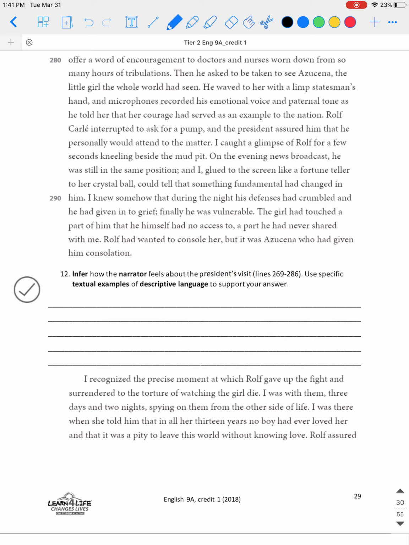So number 12 was infer how the narrator feels about the president's visit. Use specific textual examples of descriptive language. So again, the senses, your hearing, your sight, all of those, okay?